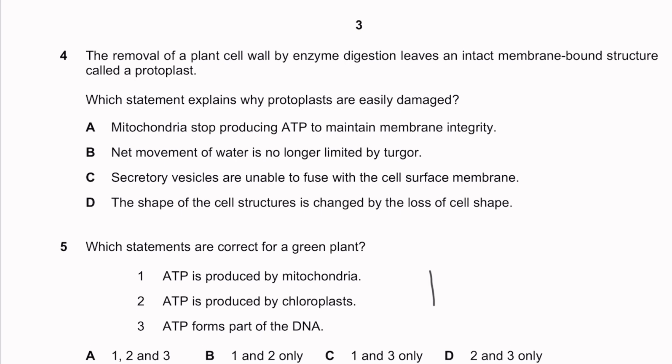Mitochondria stop producing ATP to maintain membrane integrity. This has nothing to do with it. Net movement of water is no longer limited by turgor.